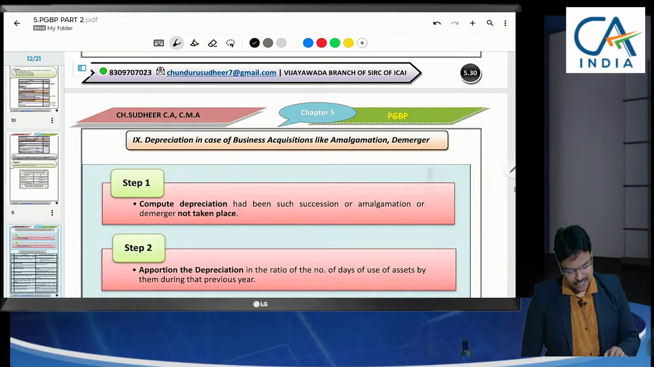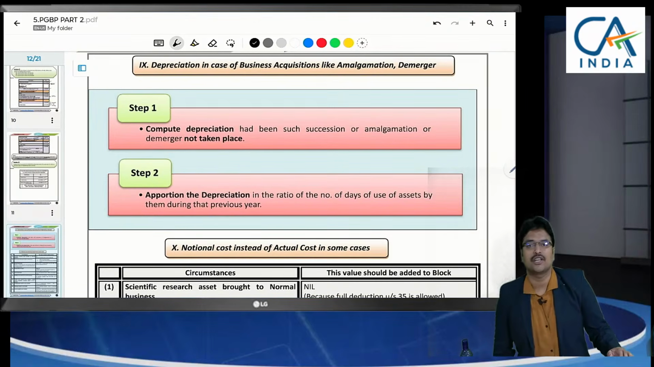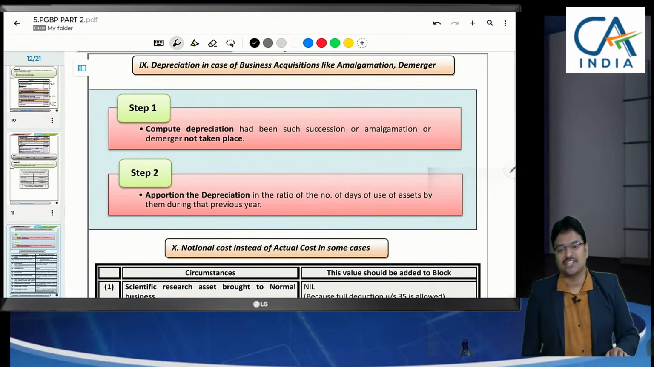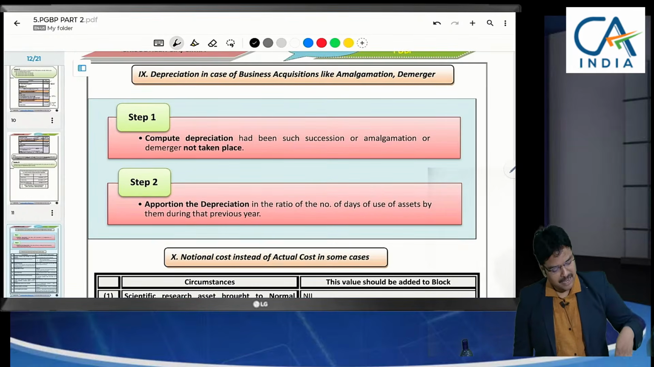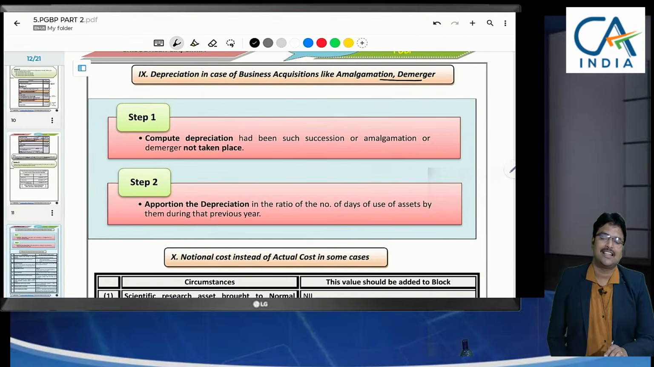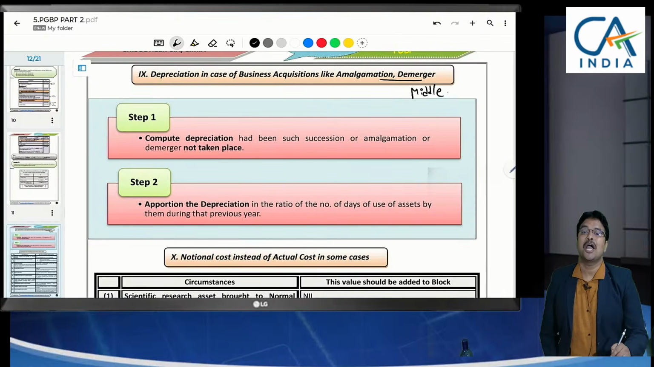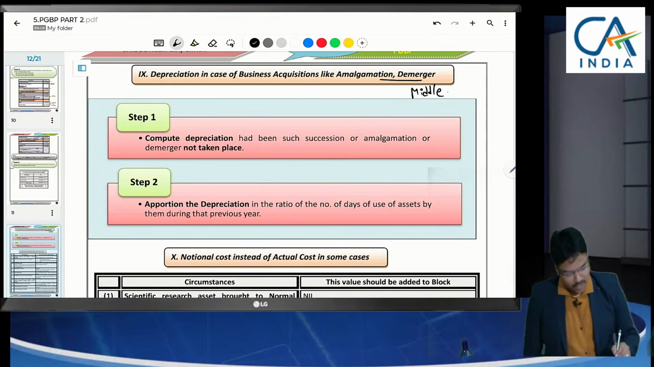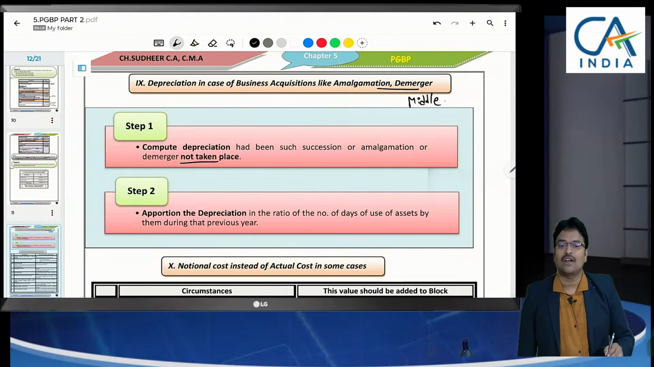So, for power sector units, a special concept called terminal depreciation and balancing charge is being discussed. Now, coming to the next important thing, in case of amalgamation or demerger, if it is done in the middle of the year, then what do we need to do? You assume it was not taken at all.